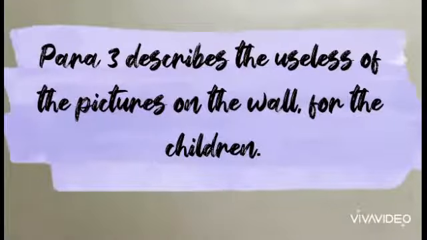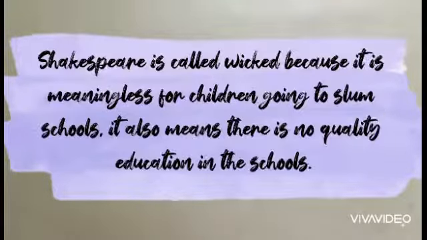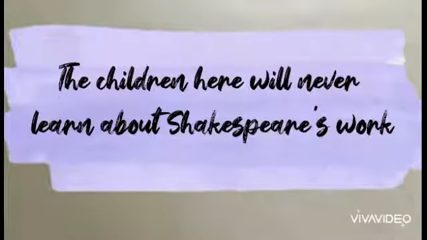So coming to this paragraph, the poet is telling that all that is there in the classroom is useless for the children because their reality is far from what is shown in these pictures. The poet has called the picture of Shakespeare wicked because it is meaningless for the children. With the kind of education that they are getting, they will never get a chance to read Shakespeare and the quality work that he has written. Therefore, Shakespeare is wicked for them. Shakespeare is of no use for them.